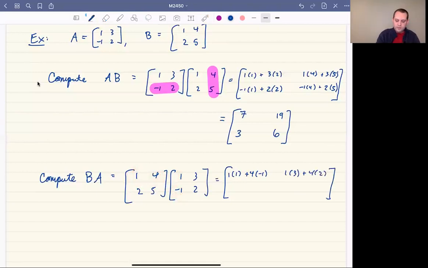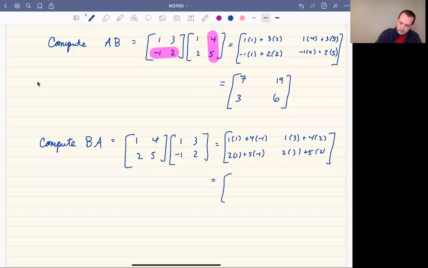And then finally, we'll take 2, 5. So that row 2, 5 in B and multiply that by the columns of A. So we'll get 1, negative 1. So it's 2 times 1 plus 5 times negative 1. And 2 times 3 plus 5 times 2. And what we're going to end up with is the matrix negative 3, 11, negative 3, and 16.